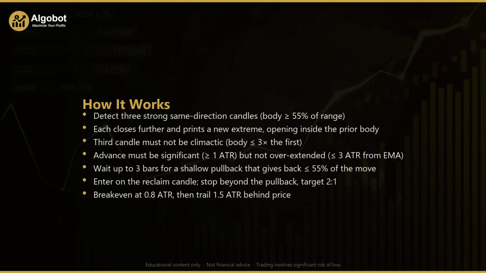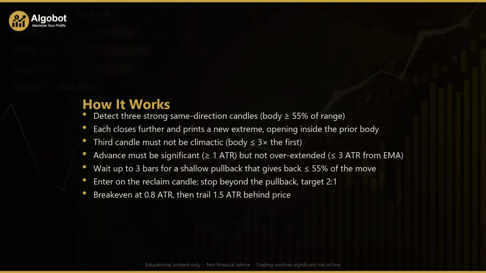Once a valid advance arms the setup, the strategy waits, for up to 3 bars by default, for 2 things to happen. First, a genuine pause. At least 1 completed candle must close against the trend, the shallow dip. Second, a reclaim. A candle that closes back above the previous candle's high, while still above the moving average, and while the pullback has stayed shallow, giving back no more than 55% of the advance. That reclaim candle is the entry. If the pullback goes too deep, or price closes back below the average, or too many bars pass, the setup is discarded.